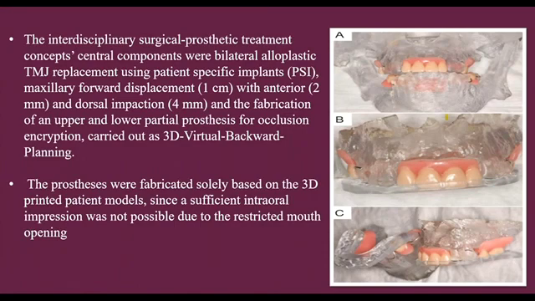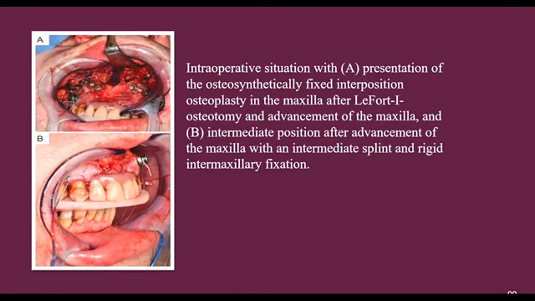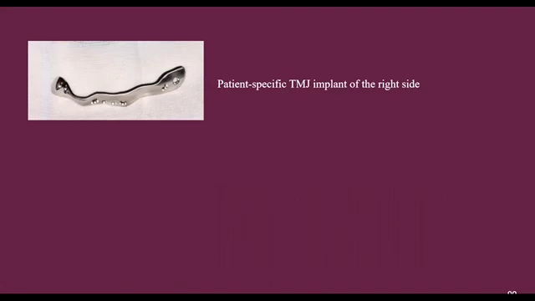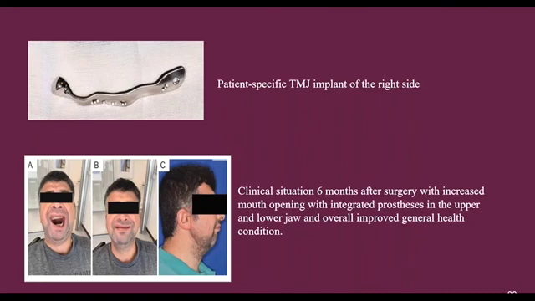Here, with the interdisciplinary approach, the surgical prosthetic treatment was bilateral alloplastic TMJ replacement. The prostheses were fabricated solely based on the 3D printed models. Patient intraoral impression was not possible due to the restricted mouth opening. This is the intraoral situation with presentation of fixed interposition osteoplasty after T41 osteotomy. There is excision of the ankylotic mass. Patient-specific customizable TMJ implant is placed on the right side. And this is the clinical situation 6 months after the surgery with increased mouth opening.